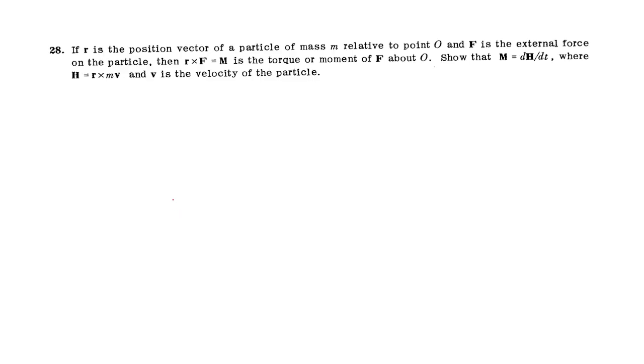R is the position vector of a particle of mass m relative to point O, and F is the external force on the particle. Then R cross F is M. R cross F is in fact the torque, or moment of F about O. Show that M is equal to dh/dt, where h is the angular momentum and v is the velocity. So the derivative of the angular momentum is in fact the torque.